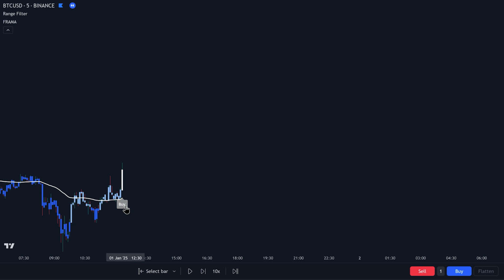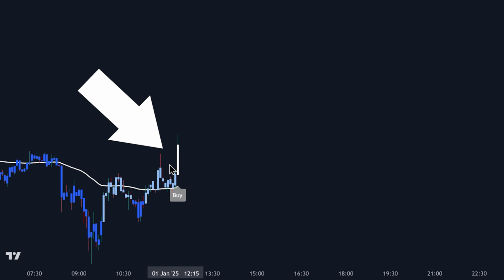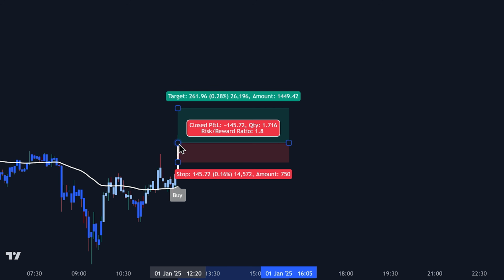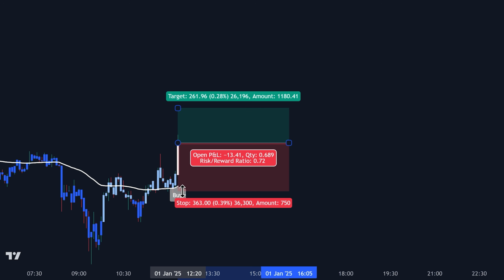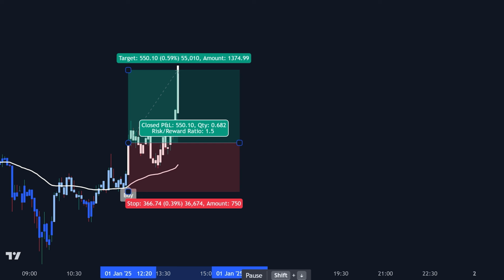Let's walk through how to enter a buy position using both the range filter and FRAMA indicators. Here on the chart, we can see the range filter indicator printing a buy signal. Additionally, the price is currently trading above the FRAMA indicator. This means we can confidently enter a buy position based on these two indicators aligning. Set your stop loss just below the FRAMA line. This provides a clear level of protection in case the market moves against us. Next, set your take profit target at a 1.5 reward to risk ratio. If we let the trade run, we can see that it eventually hits the take profit, confirming that this was a profitable trade.